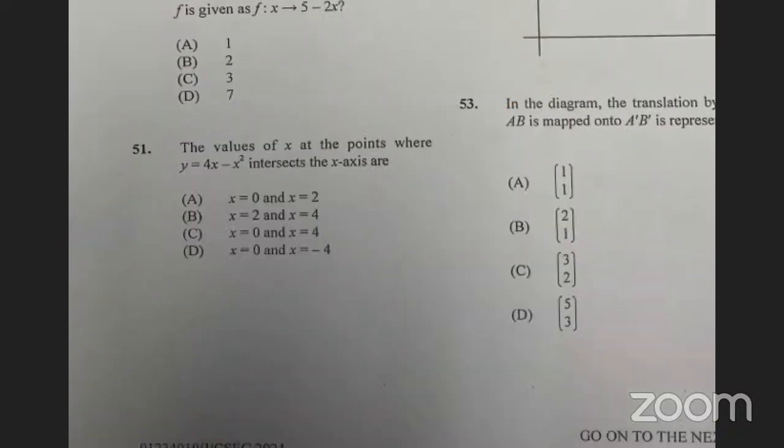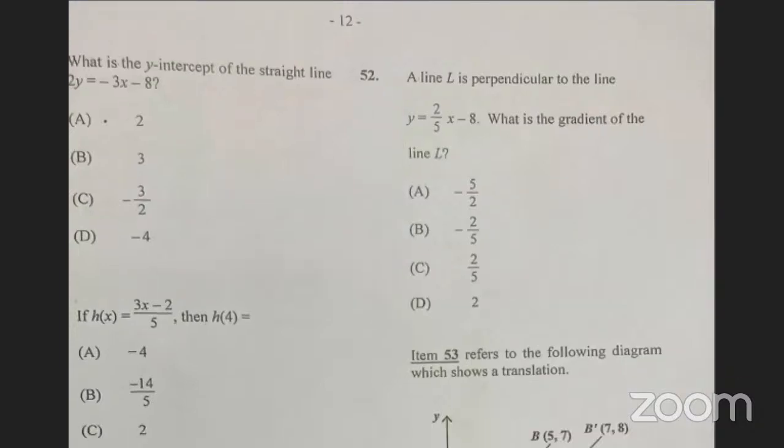The value of x at the points where this intersects the x-axis. So basically, you're going to take 4x minus x squared, make it equal to 0, and solve it. But we could factorize it, right? So we'll get x is 0 and x is 4. Right? Cut. X is 0 and x is 4.